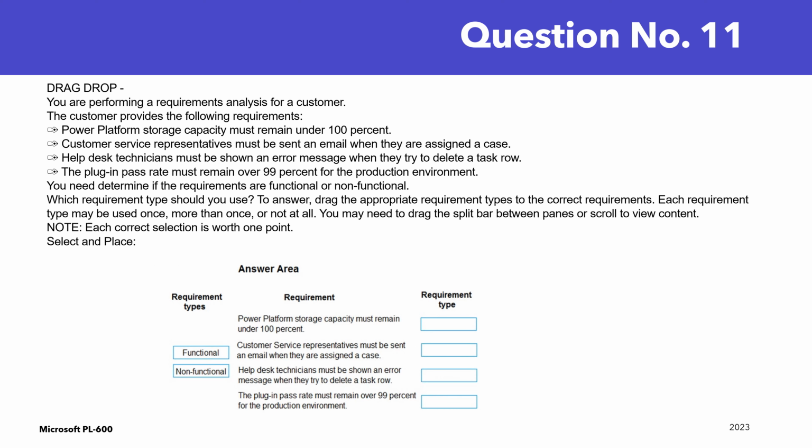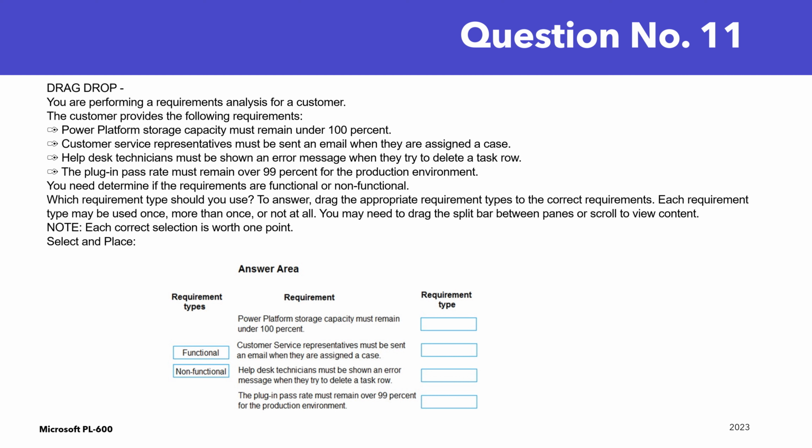You are performing a requirements analysis for a customer. The customer provides the following requirements. Power Platform storage capacity must remain under 100%. Customer service representatives must be sent an email when they are assigned a case. Help desk technicians must be shown an error message when they try to delete a task row. The plug-in pass rate must remain over 99% for the production environment. You need to determine if the requirements are functional or non-functional.